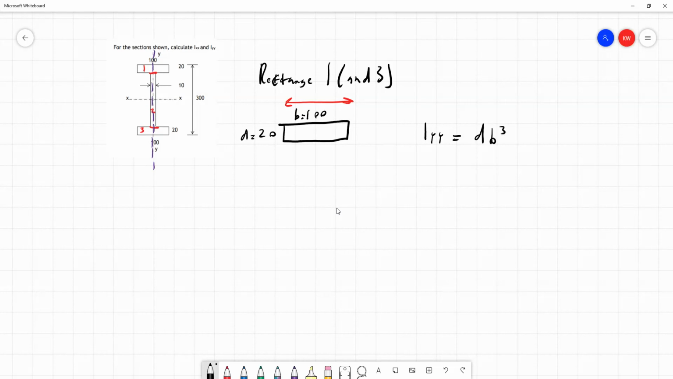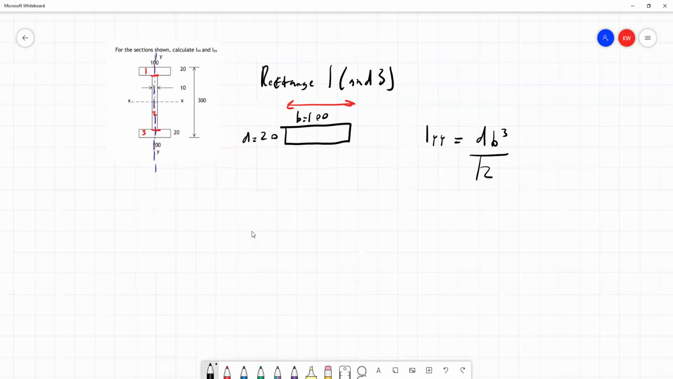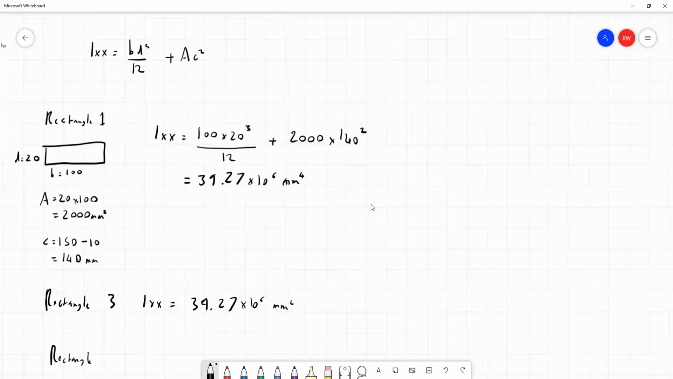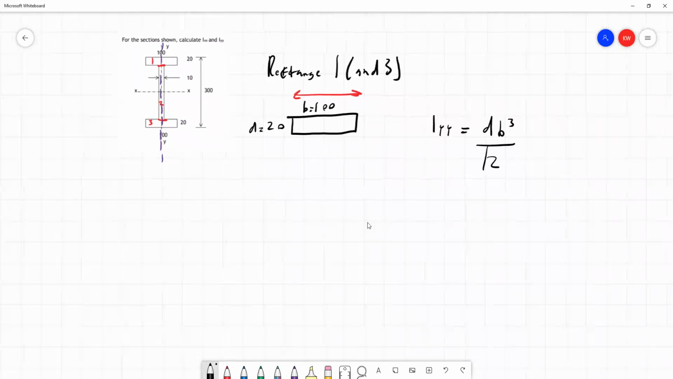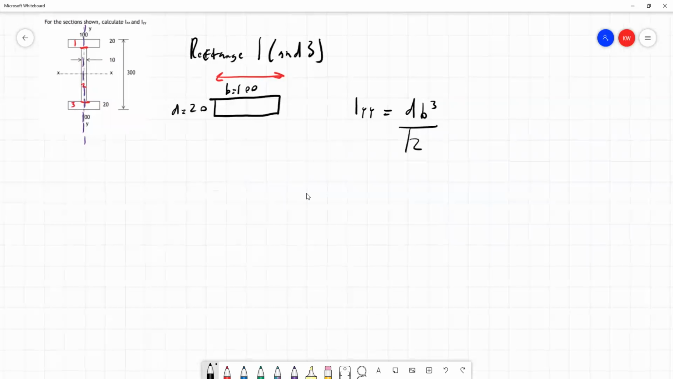Over 12, I should say. If you remember that for the XX, it was BD cubed. Well, we've got the same B and D, but now it's DB cubed over 12. And so it's going to be different for this rectangle. And we put it in here, and what we're going to have is 20 times 100 cubed over 12, giving us an answer of 1.67 times 10 to the 6 millimeters to the power 4.